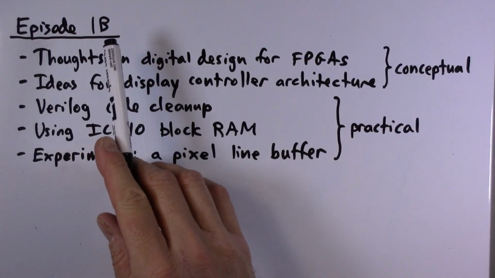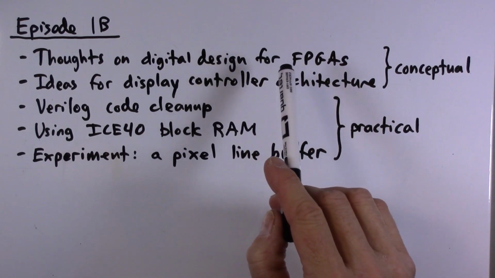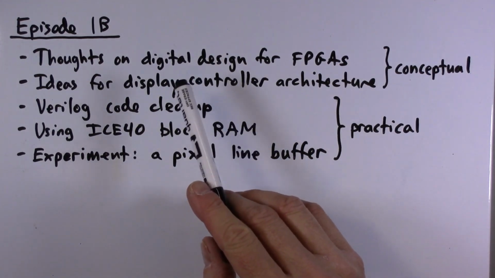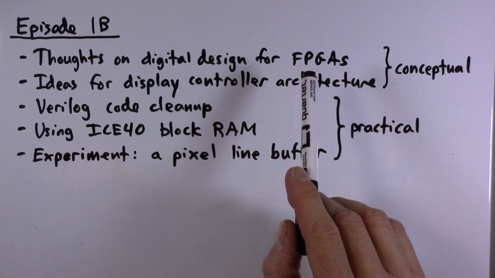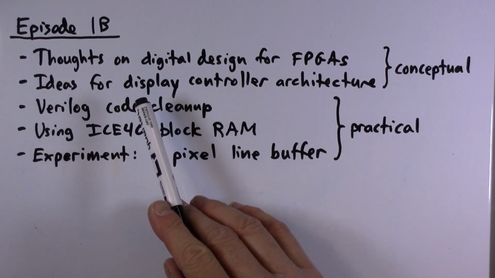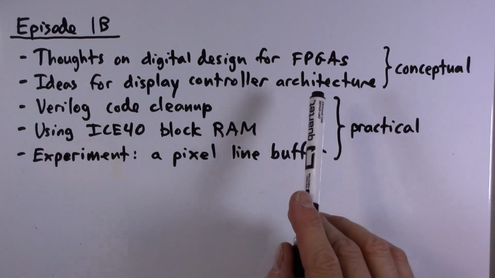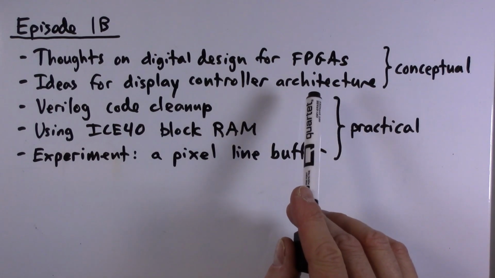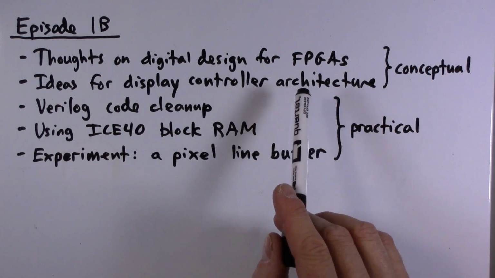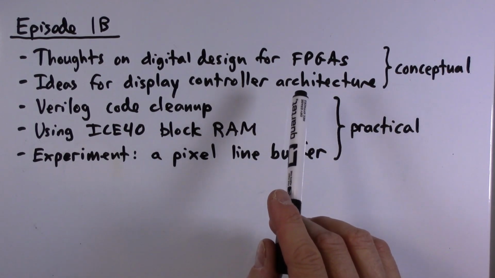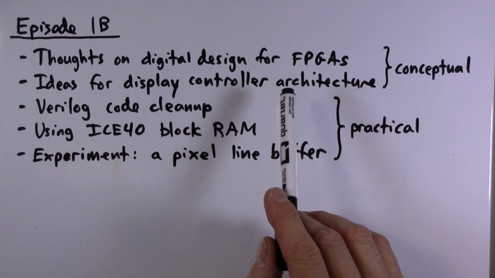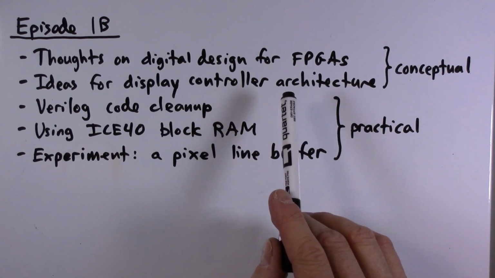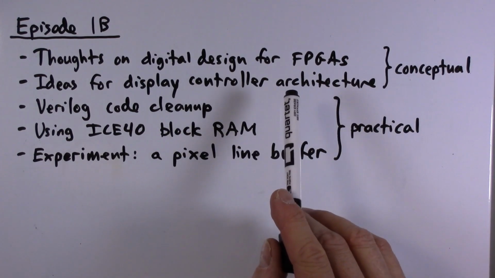All right, welcome to episode 27. In this episode, I'm going to talk a bit about general thoughts on digital design for FPGAs and specifically an architecture for our display controller that we are trying to program into an FPGA. There was a comment that a viewer left on my previous video that led me to a bit of a conceptual breakthrough that I think is going to enable me to get this project done. So I'll talk about that in a moment.